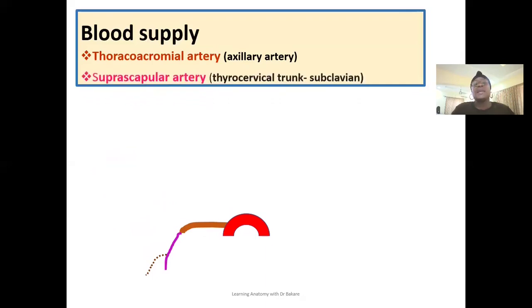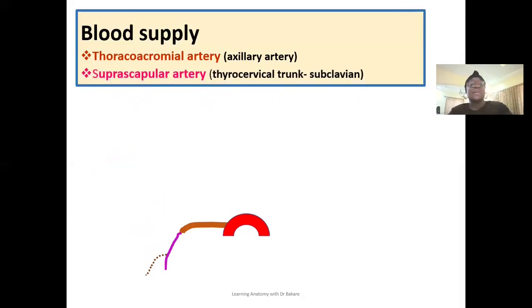The next supply is from the suprascapular artery. The suprascapular artery is an emergence from the thyrocervical trunk, which emerges from the subclavian. So remember, this is where we have the emergence here of the subclavian from the arch of the aorta, and it gives off a thyrocervical trunk. From the thyrocervical trunk, we then have the emergence of the suprascapular artery. So this suprascapular artery also contributes to providing the blood supply to the acromioclavicular joint. So these two vessels are seen to supply this joint.